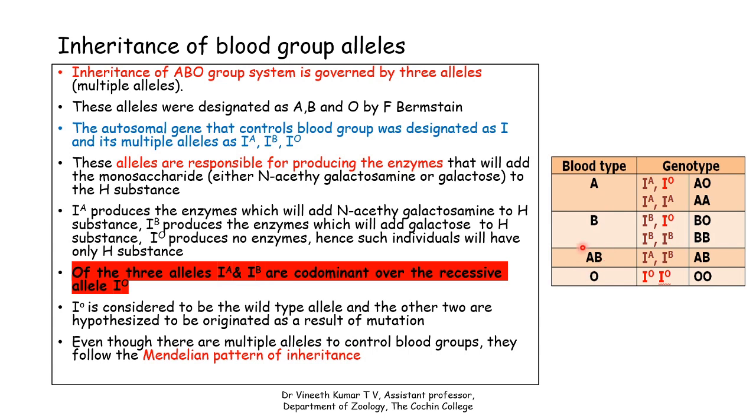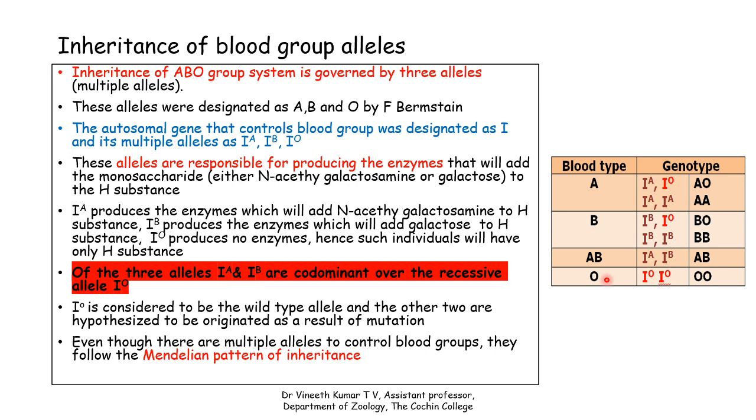AB, being co-dominant, IA and IB, will show the blood group called AB. Being recessive, only the homozygous condition will show the blood group called O. So this is the inheritance pattern. The inheritance pattern is the same as the Mendelian pattern of inheritance, which we discussed in the very first session.